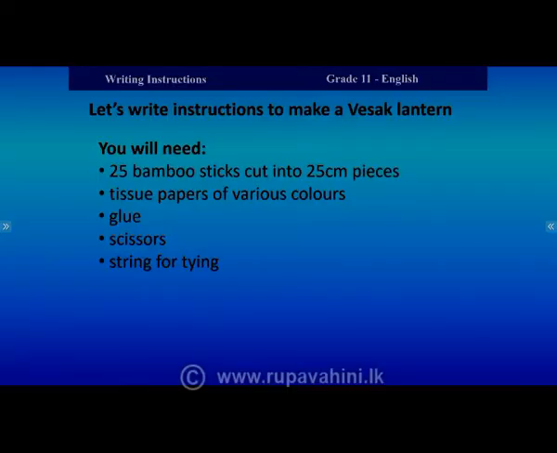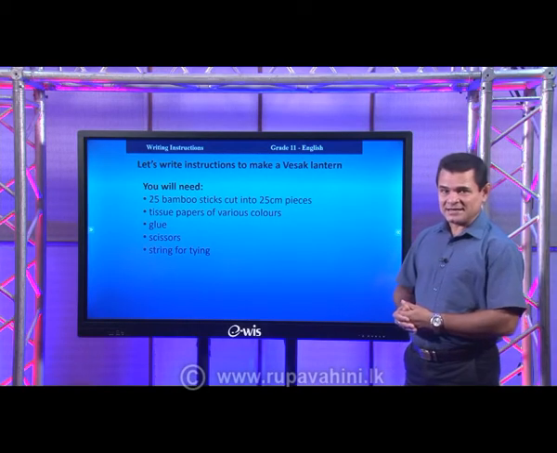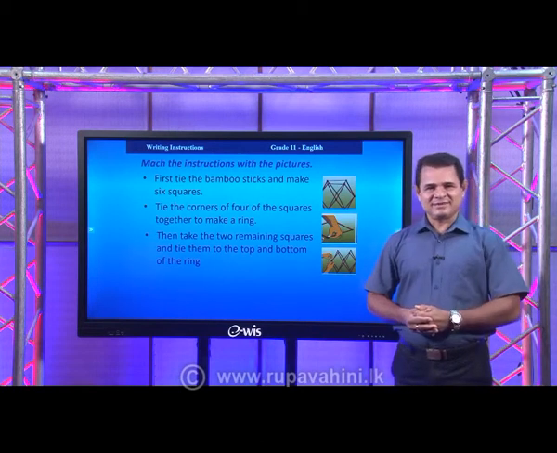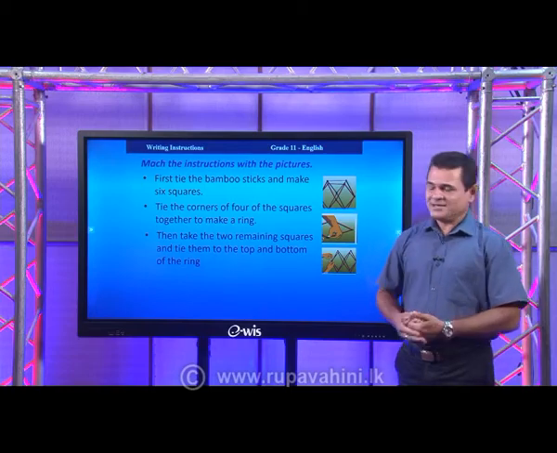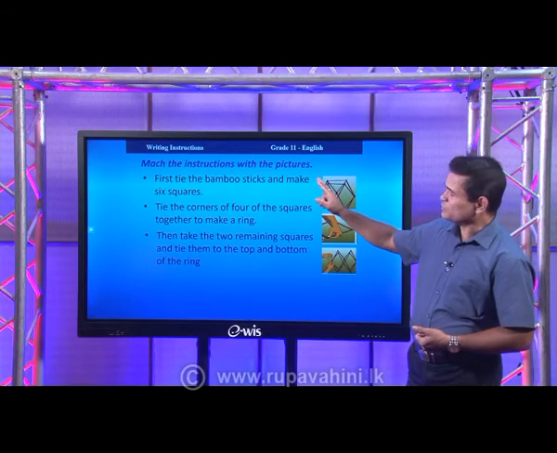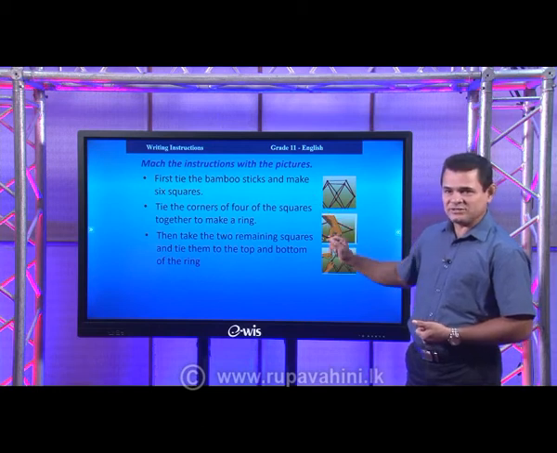Tissue papers of various colors, that depends on your choice, and glue, scissors and string for tying. So these are the things that you need to make a Vesak lantern. And now the instructions on how to make a Vesak lantern. Instructions are given and also the pictures are there. Match the instructions with the pictures. Read the instruction and match it with the picture.